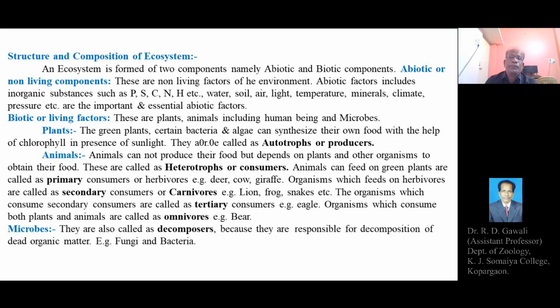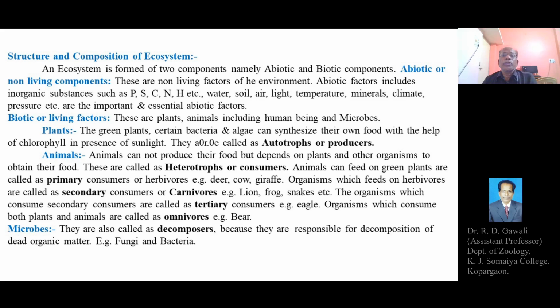For example, deer. Then microbes or microorganisms are also called decomposers because they are responsible for decomposition of dead organic matter. So whatever dead and decaying organic matter of plant and animal origin is simply decomposed or transformed into harmless materials through the process of decomposition, and this is done by microorganisms like bacteria and fungi.